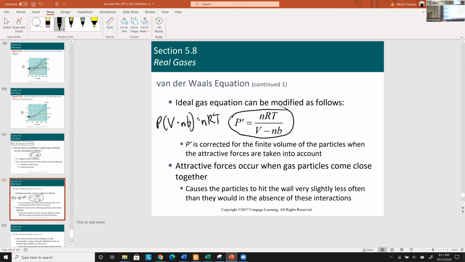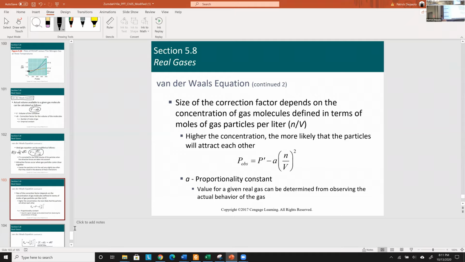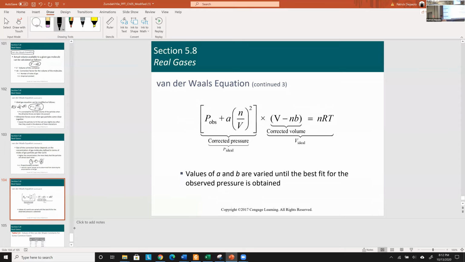You don't have to write this one yet; you can write the main one. The second correction is for pressure. The pressure correction is now P minus a, where a is a proportionality constant for whatever gas you're talking about, times the moles of that gas divided by the volume squared. This does not have to be memorized, so don't go crazy. If you put those 2 corrective factors into the ideal gas law, you get this: (P plus a n squared over V squared) times the new corrected V, which is V minus nb, equals nRT.